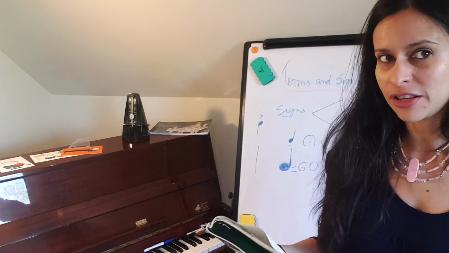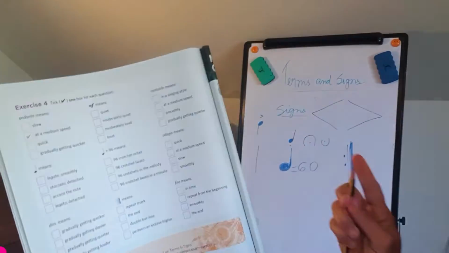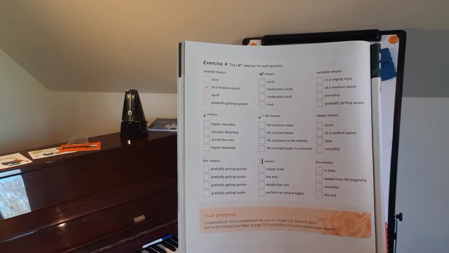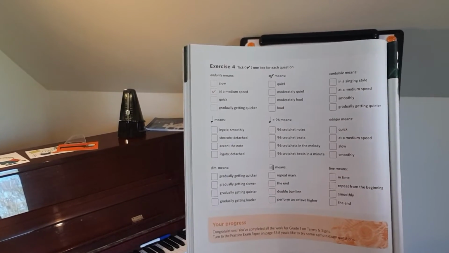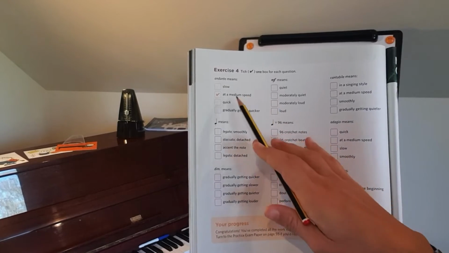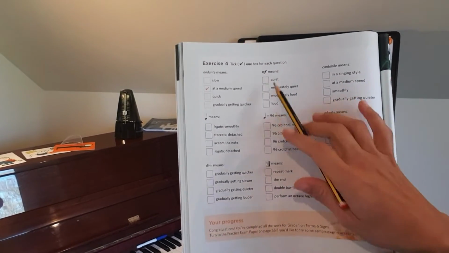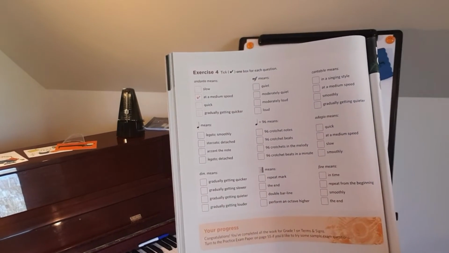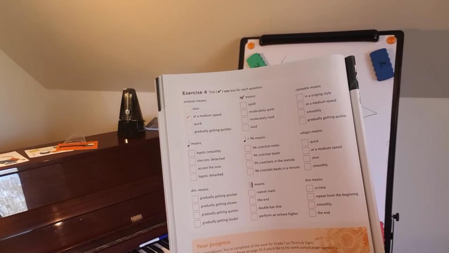So turn your page. Let's go for the exercise. Exercise 4 on page 50. Tick one box for each question. Andante means at a medium speed. Oh, this is done. Mezzo forte means, pause the video, do all by yourself, and then turn on the video again.